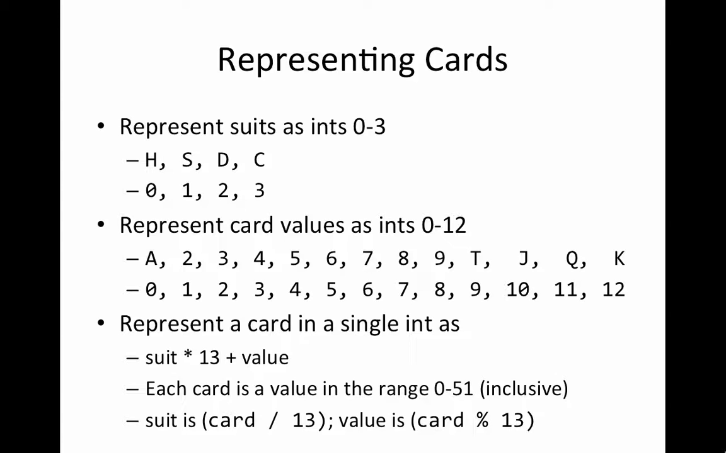In this way, every card will be a value in the range 0 to 51 inclusive, and then if we want the suit of the card, we will divide that int by 13. The result of the int division will give us the suit. The mod of that, the remainder of the division, will give us the value of the card. And this is one way that we can represent cards.